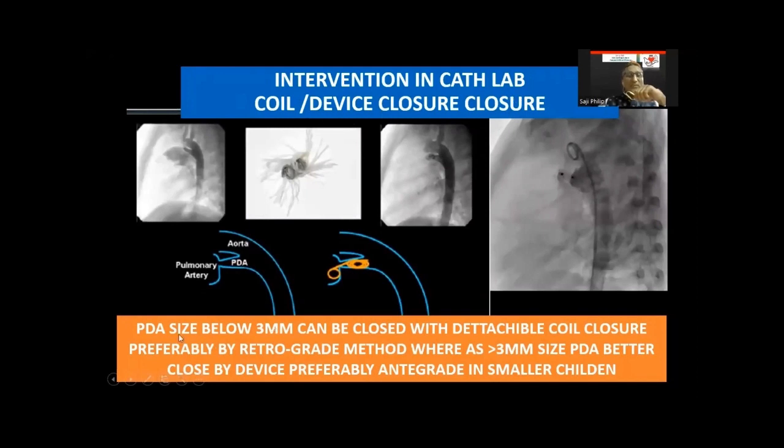Coil device closure. PDA size below 3 mm can be closed with a detachable coil closure. This is the coil. 1.5 circle will be in the PA, and then pull it. Then the rest of the coil will be packed. And I used to do by retrograde fashion. But in a tiny baby, we prefer the antegrade, that means through the femoral vein, so that the femoral artery will be safer and cannot be damaged. And for more than 3 mm size PDA, a device will be better, preferably antegrade in smaller children.